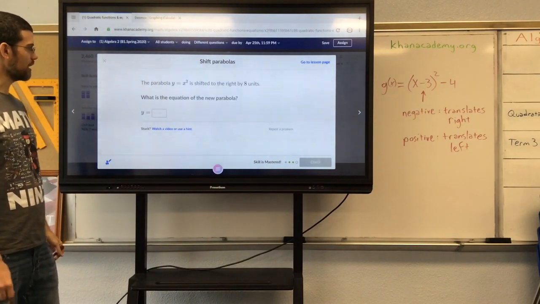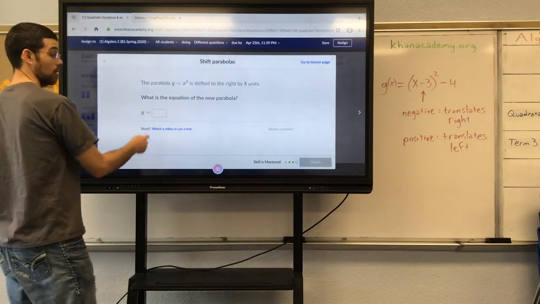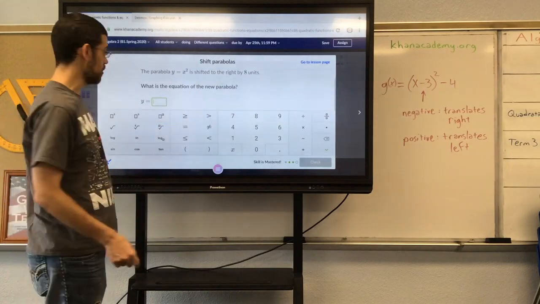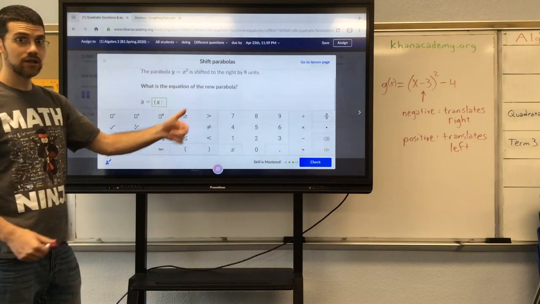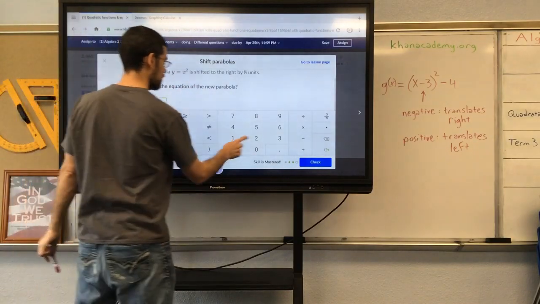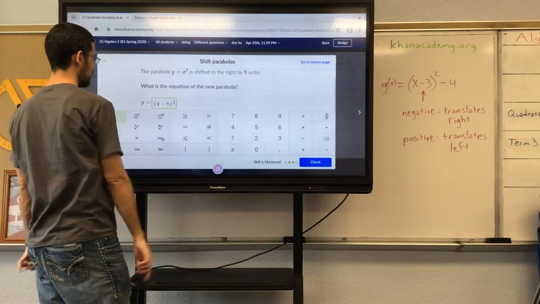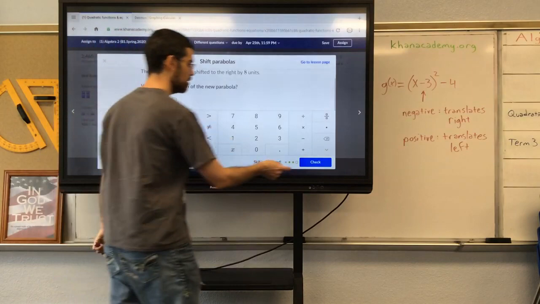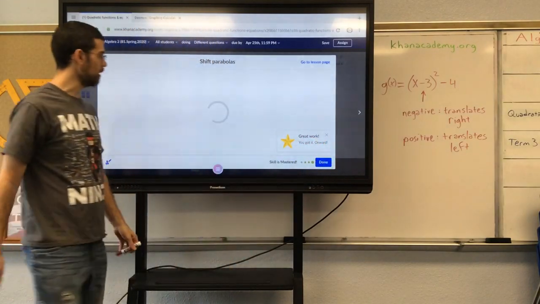The parent function x squared is shifted to the right by 8 units. What's the equation? We have no shift vertically, so k will be 0. So we do. Shifting to the right means I'm subtracting from x. So I'm subtracting 8, squaring that, and I'm adding nothing, subtracting nothing, because I don't want to translate vertically. And we're done.